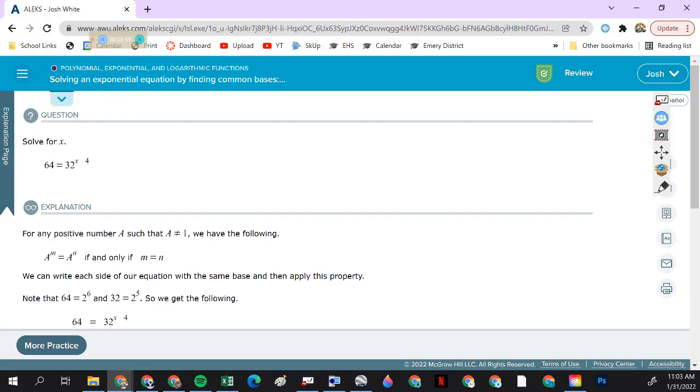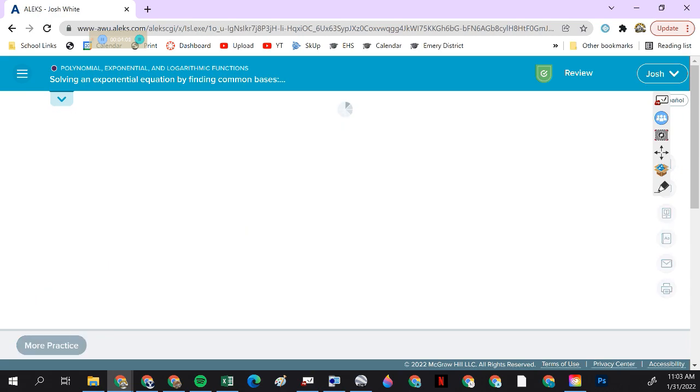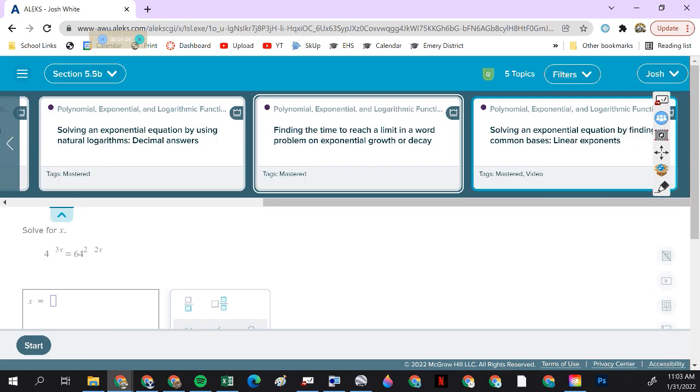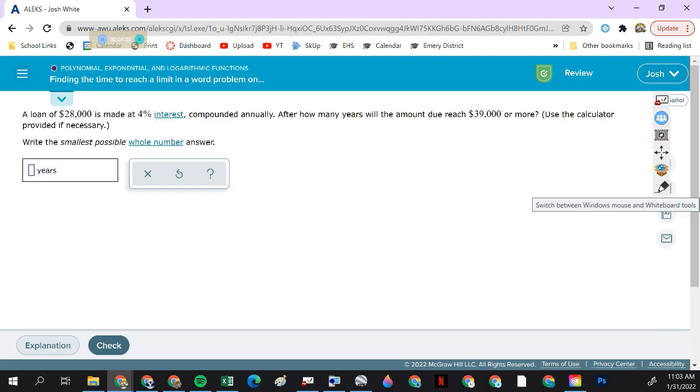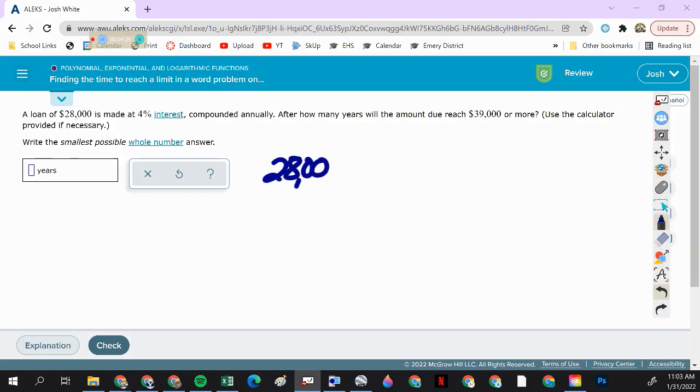Let's change gears just a little bit. Oh, that's not what I wanted. I wanted this. A loan of $28,000 is made at 4% compounded annually. After how many years will it reach $39,000? So we start with $28,000, and our interest rate is 4%, so we multiply by 1.04 to the t.